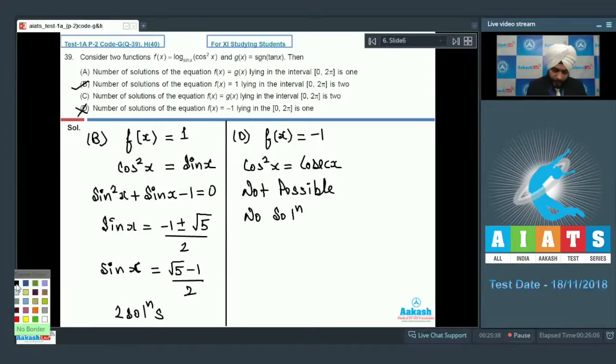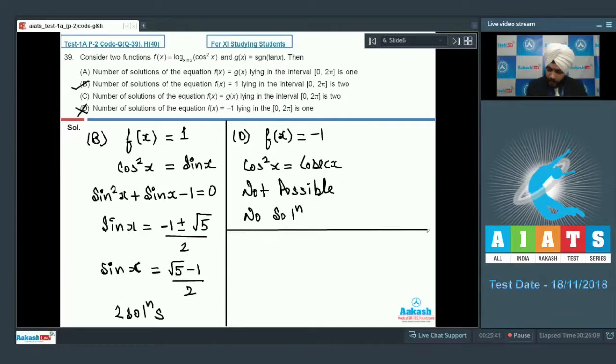Now students, f(x) is equal to g(x). 3 possibilities are there. g(x) is signum of tan x. Signum of tan x can take only 3 values: minus 1, 0, 1. We don't have any solution for minus 1. So the third case is closed.